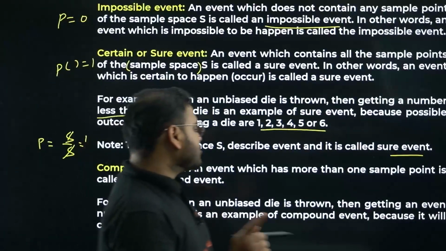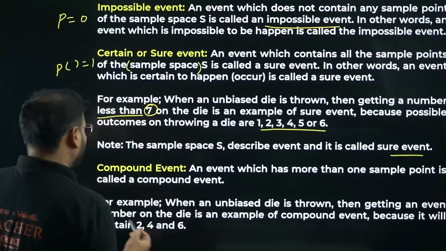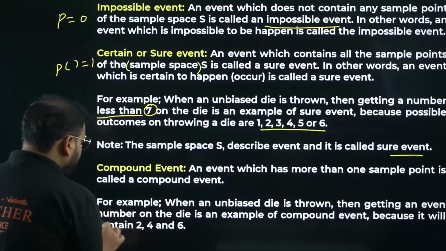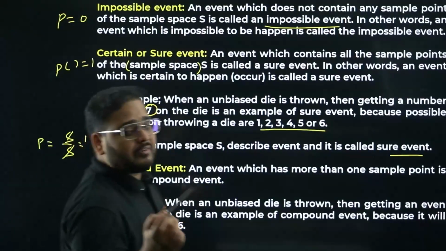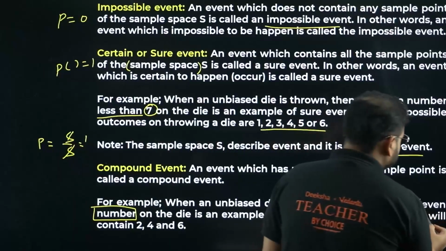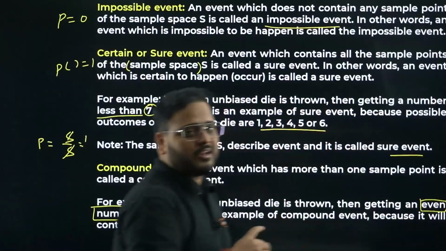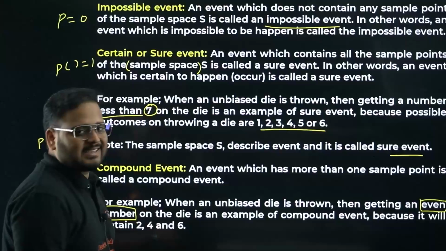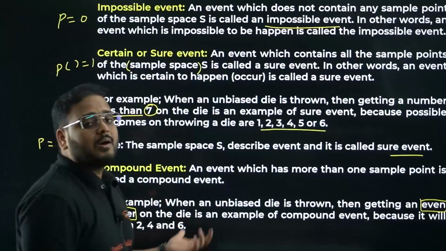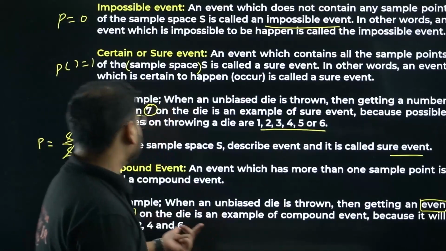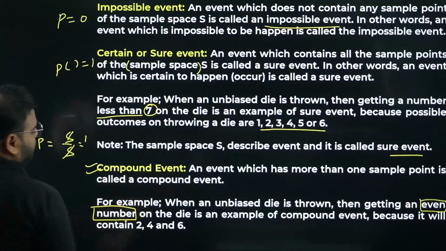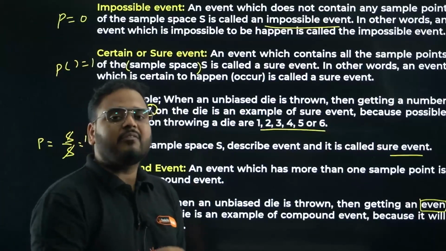When an unbiased die is thrown, then getting an even number. Okay, an even number. Can I have more than one even number or not? Yes sir. Please think. For this particular event, I can have 2, 4 and 6. So we have multiple sample points. That's called a compound event. So we had elementary, now we have compound.